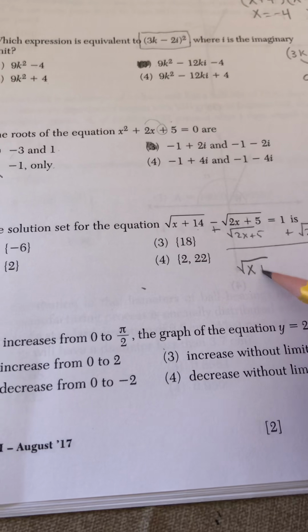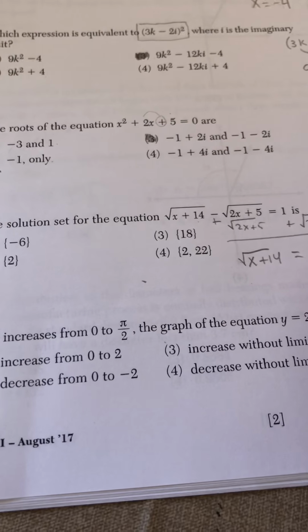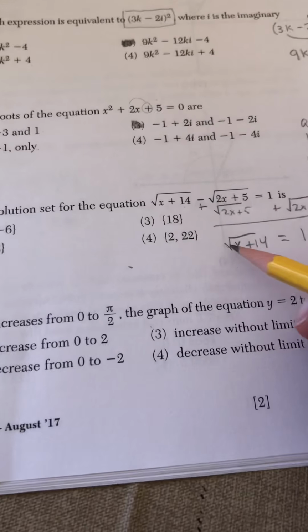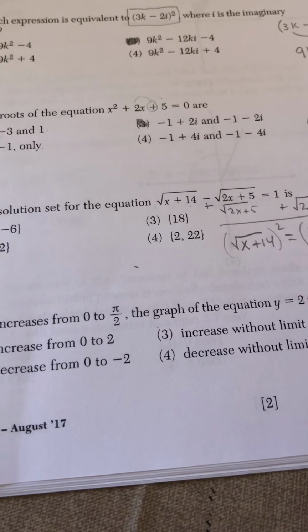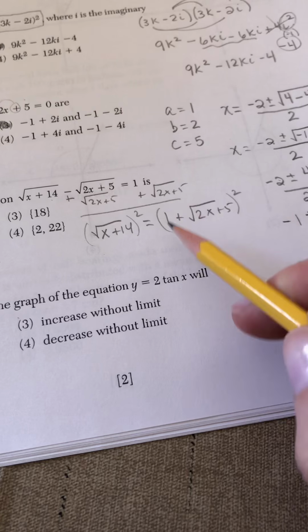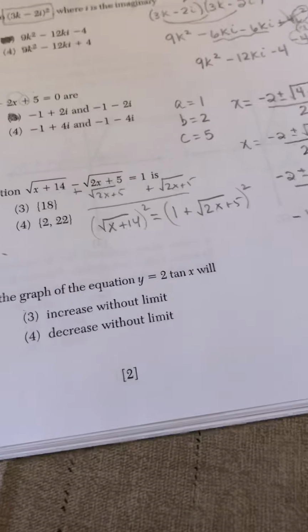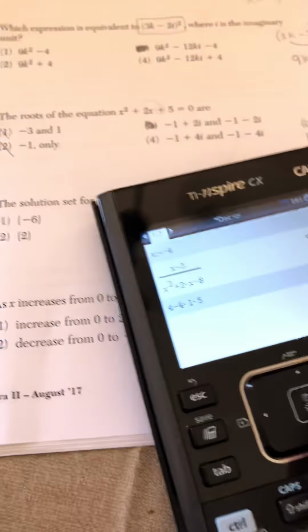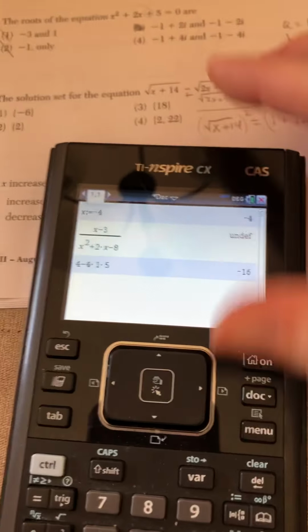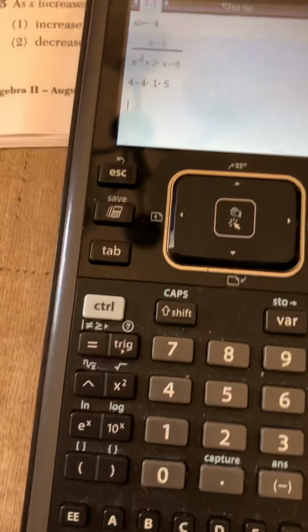So the square root of x plus 14 is going to equal 1 plus the square root of 2x plus 5. And then you'd have to square this side, and you're going to have to square this side, which results in foiling, which is going to be absolutely disgusting. It's not awful, but it's pretty gross. So what I would do is I would cheat it, kiddos. I would go right to my calculator, and I'm going to solve it.